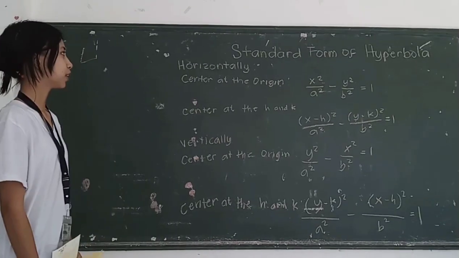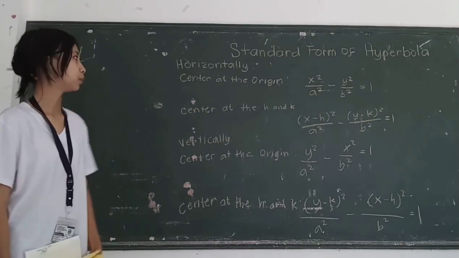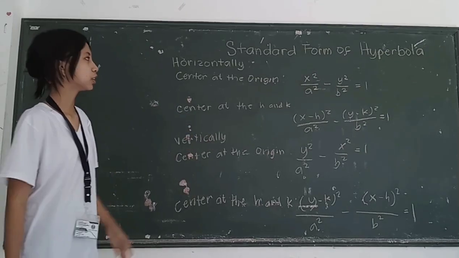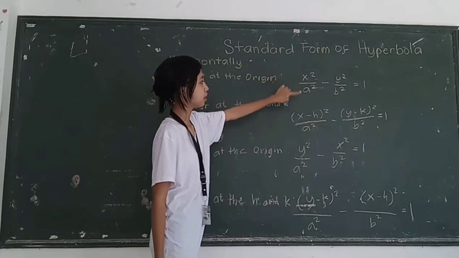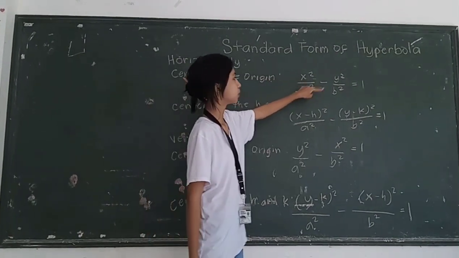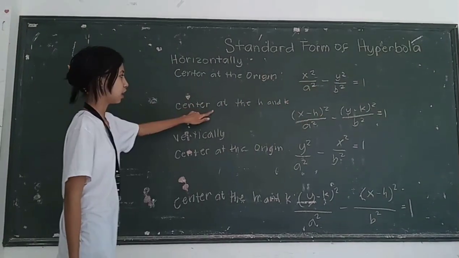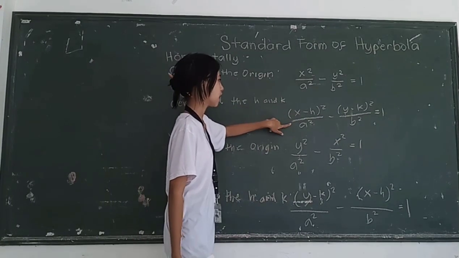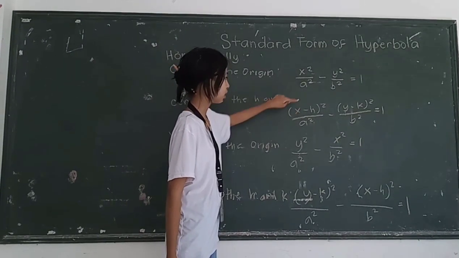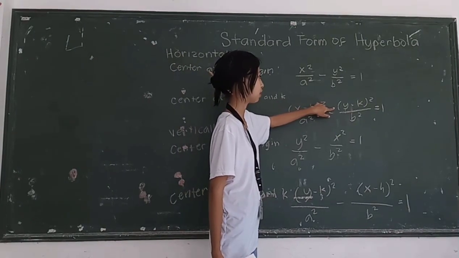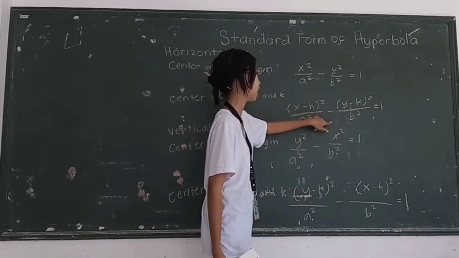And now we're going to identify the standard form of the hyperbola. For a horizontal hyperbola with center at the origin, we use x squared over a squared minus y squared over b squared equals 1. With center at (h, k), (x minus h) squared over a squared minus (y minus k) squared over b squared equals 1.